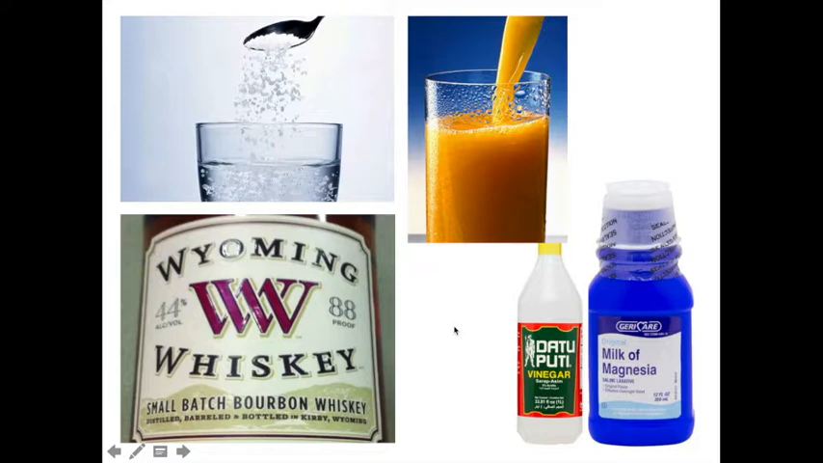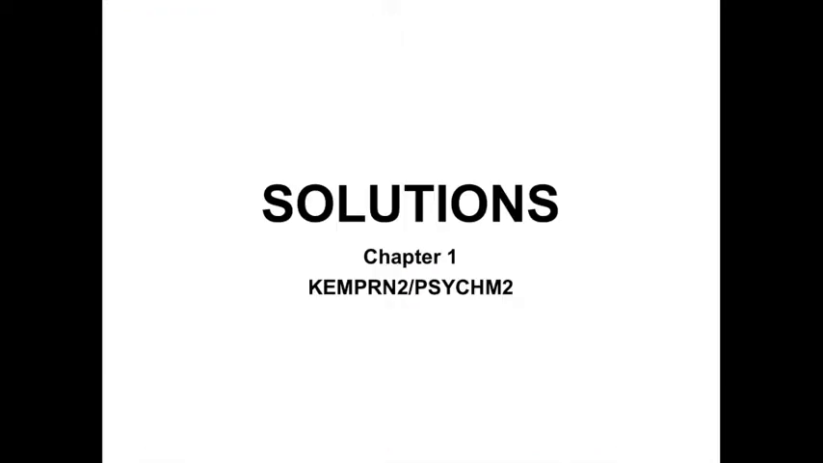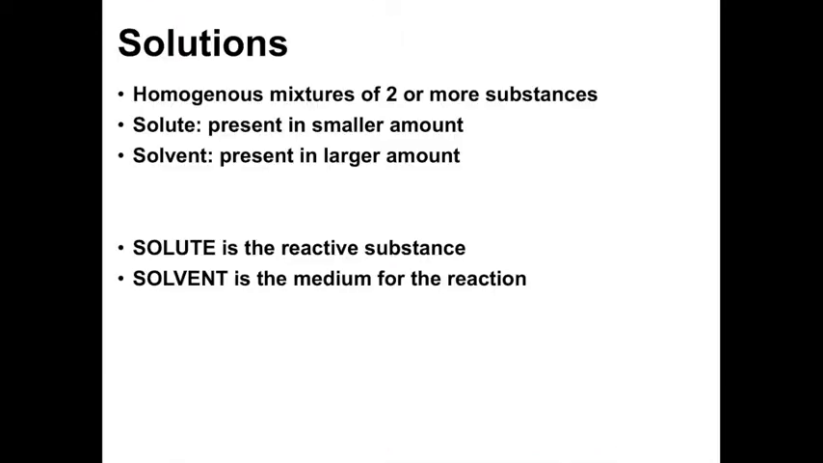So let's go back to the definition of solutions. Solutions are homogeneous mixtures of two or more substances. So we distinguish between the two substances. We have the solute, which is the substance that is present in smaller amount, and the solvent, which is the substance present in larger amount. So these are the definitions that you will see in your textbook.